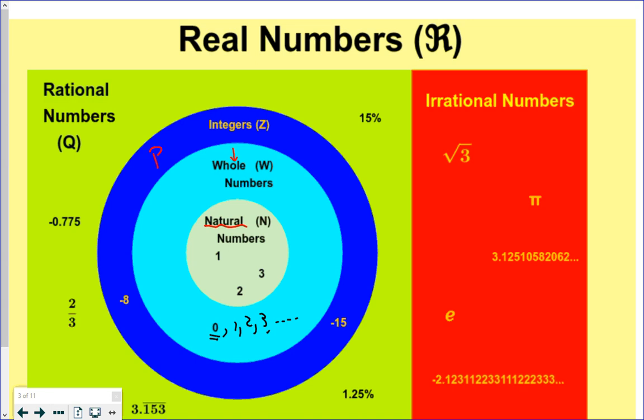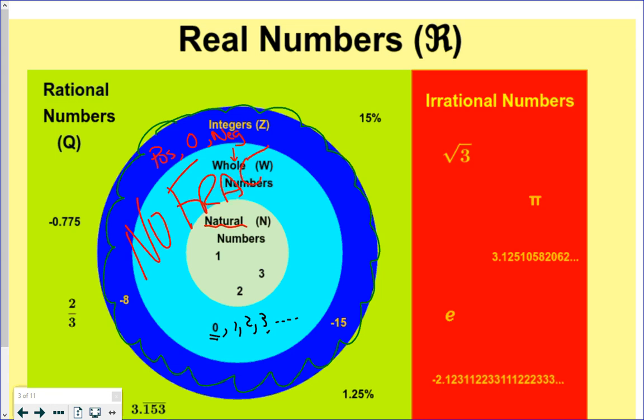Integers are your positive numbers, your negative numbers, and 0. So like -8, -15, 0, 1, 2, 3, and so on and so forth. Now, what is super important within this bullseye? Okay, so those first 3 levels, naturals, wholes, and integers, have no fractions and no decimals. So if you are a fraction or a decimal, you cannot be whole, natural, or integer.